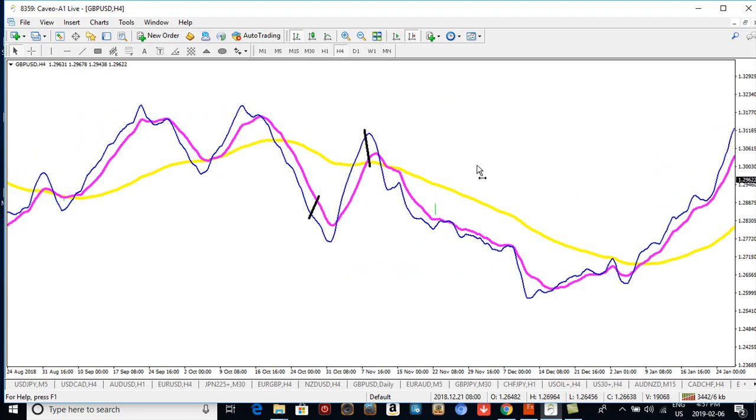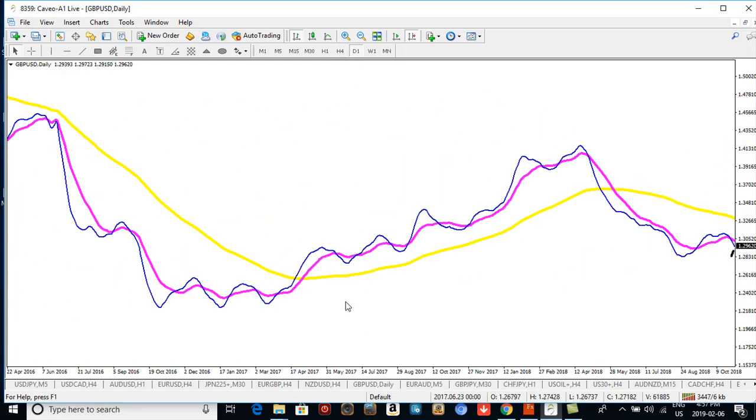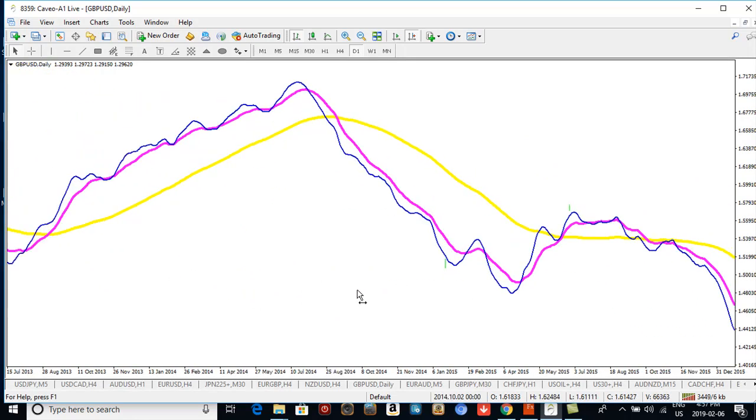Okay, this is the 4 hour. You can use it actually in multiple time frames. It's a very good strategy. Here in the daily is amazing. You can't go wrong with the daily. So here was perfect. This is just a perfect sell. Blue, pink, yellow. Just sell here, right there, at that price.